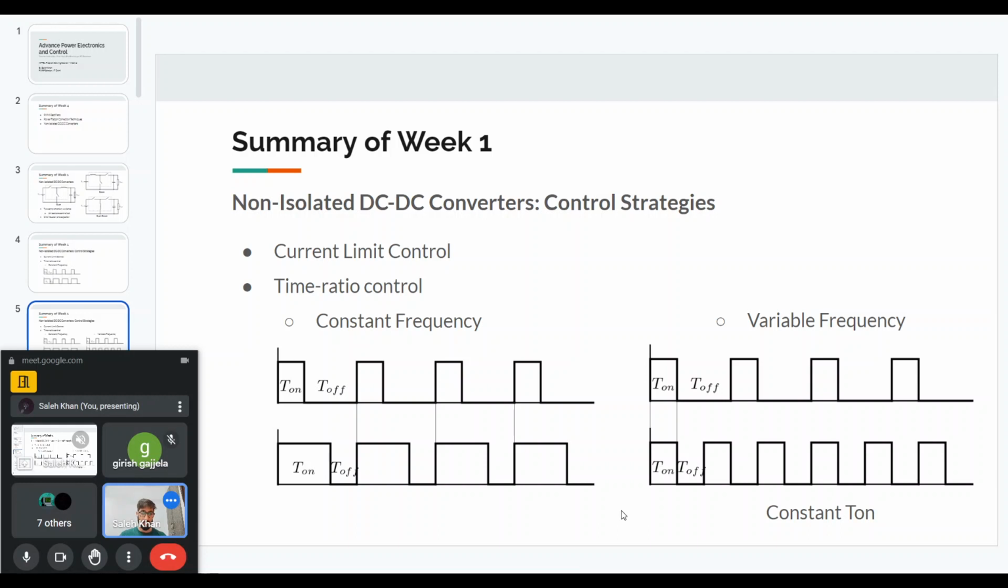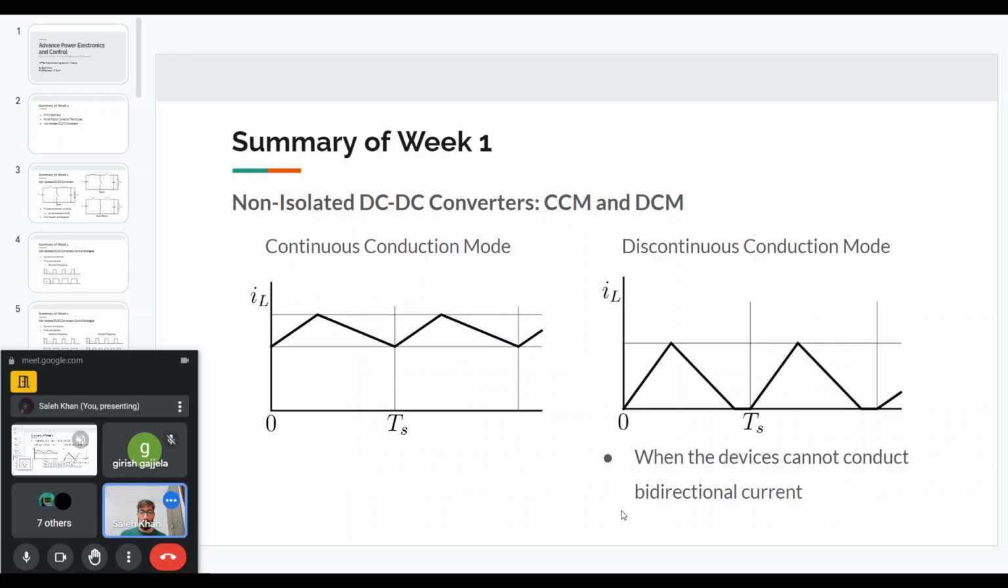Okay, so that was about constant frequency control and variable frequency control. Now I was talking about continuous conduction mode and discontinuous conduction mode. A simple way to understand this is, if the inductor current is always positive, then we can say that it is continuous conduction mode. But if the inductor current at some time goes to zero, then we call it discontinuous conduction mode.